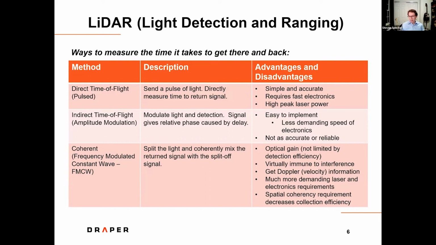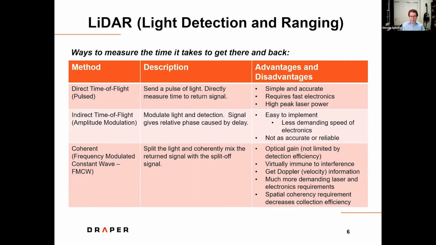And this has the advantage that it's pretty simple. It's fairly accurate. It has the disadvantage that you need fairly fast electronics, right? Because you want to time things very accurately to get good range resolution. Also, all your laser power is in that pulse, so you have high peak laser power. You're not spreading the power out over time.